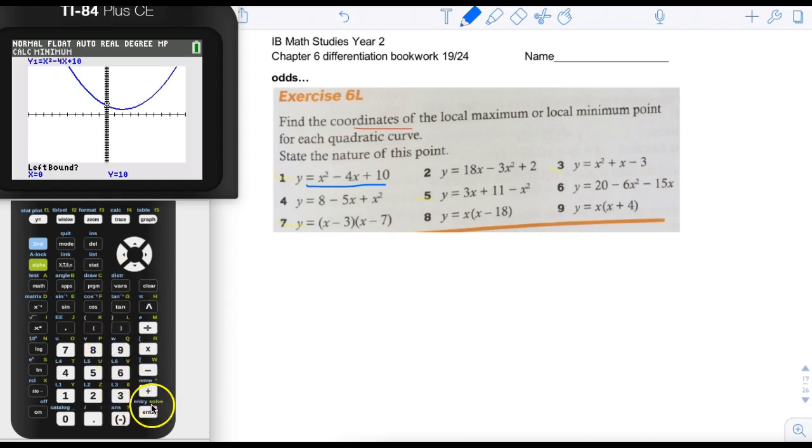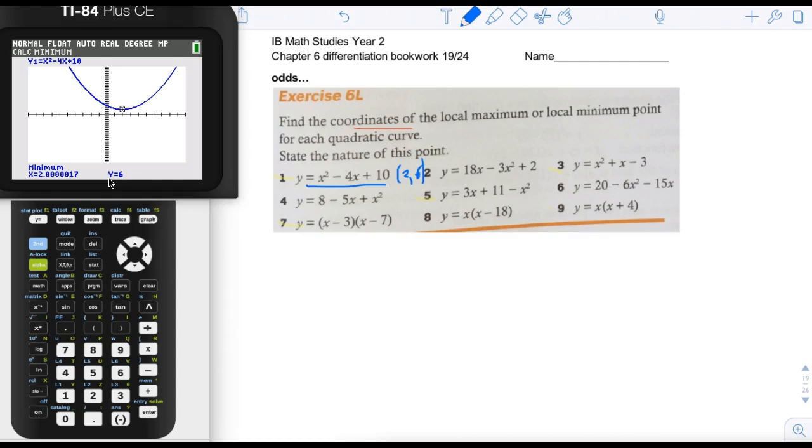And then left bound, I can just hit enter there. And then for right bound, I'm going to move the cursor over to the right side and hit enter again. And then the guess, it doesn't matter. Just hit enter for guess, and the minimum is at x equals 2, y equals 6. Okay, so the answer for this one was 2, 6. And it was pretty easy. We found it using methods that we already knew before this whole chapter.